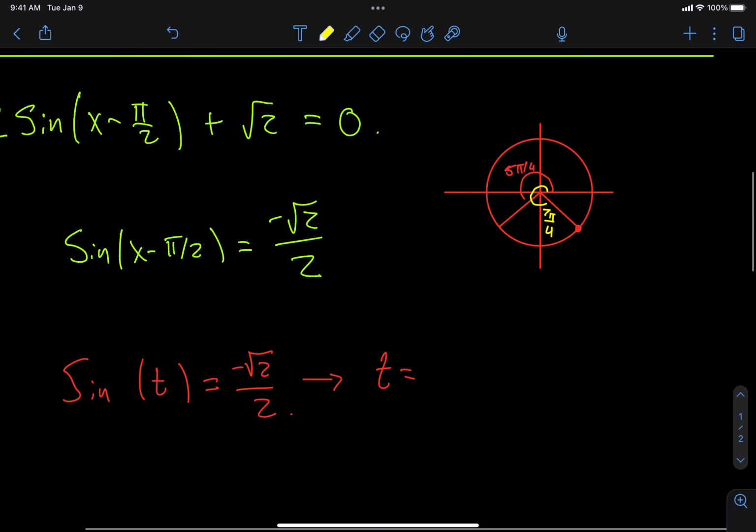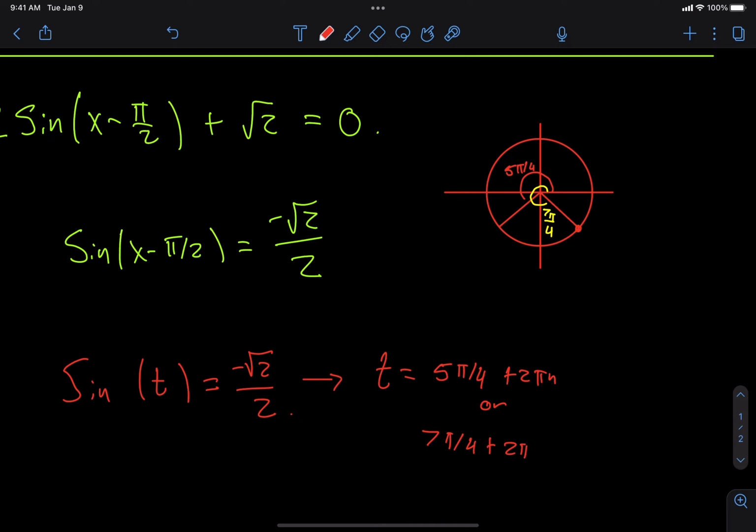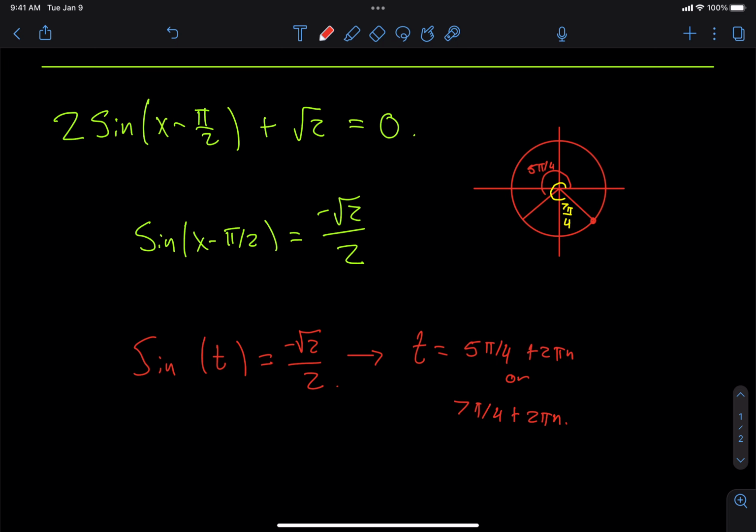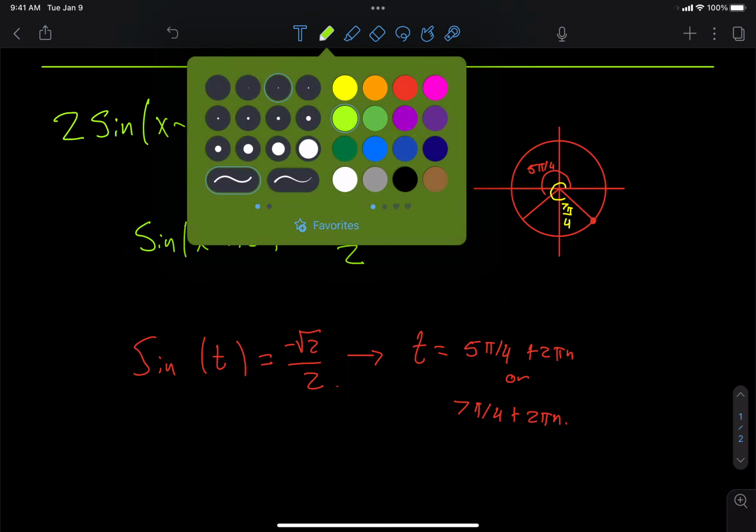Okay, so you would say, look, if sine of t is negative square root 2 over 2, then t needs to be what? t should be 5 pi over 4 plus 2 pi n, or 7 pi over 4 plus 2 pi n. Okay? Does that make sense so far? So what I want to think about here is, look, I want the input to look like this. Yeah? So let's just set them equal. What does it look like when I do that?